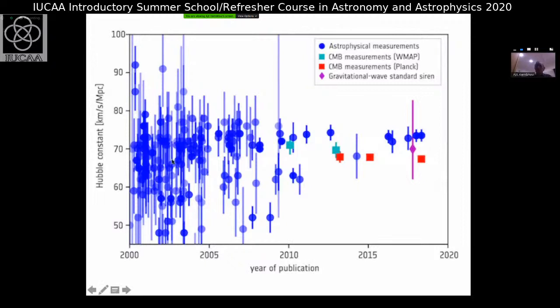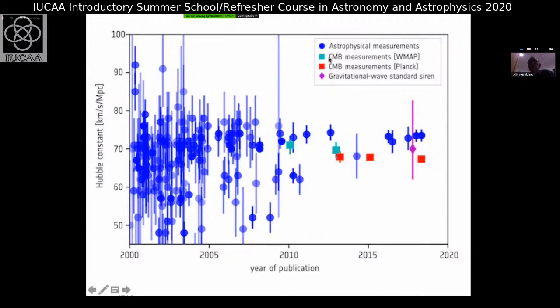It is not very gross, meaning we are not going to go back to 500. But you see here that these are measurements. The blue ones are what are known as astrophysical measurements, meaning all the methods that I showed you now. The red ones are cosmic microwave background measurements. These are made through the measurements of the fluctuations in the cosmic microwave background, and these are Planck results.